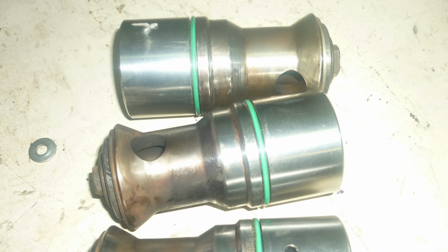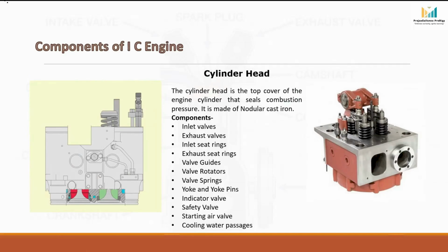Starting air valve. Large diesel engines do not use an electric starter motor like automobile engines. They use highly pressurized compressed air for starting. The starting air valve allows the compressed air to enter the cylinder during the starting sequence. The high pressure compressed air pushes the piston downward and helps rotate the crankshaft. As the engine gains speed and fuel combustion starts, the starting air supply is cut off and the starting air valve closes automatically.